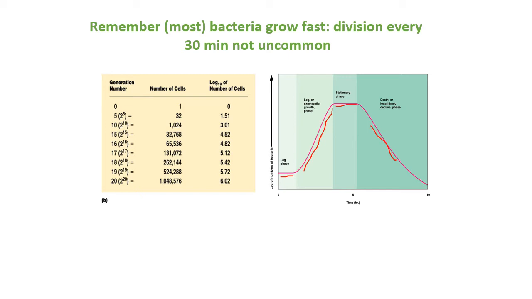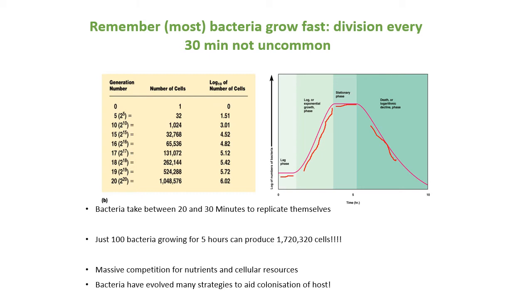In 20 hours, as you can do the maths yourself, it will be many orders of magnitude higher than that. That's one of the reasons why food poisoning takes place. A small amount of contamination on, for example, a kebab purchased on a night out can rapidly become contaminated if left, for example, in a warm kitchen. So as you see here, 100 bacteria growing for 5 hours can produce 1.7 million cells. What slows down bacterial growth at the end of the day tends to be competition for nutrients and resources.